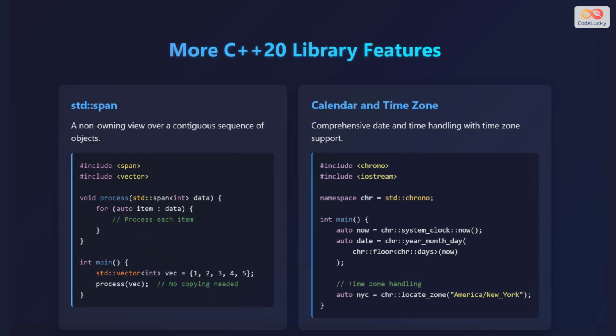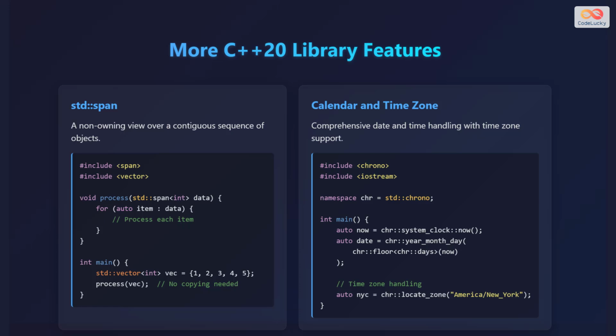Let's explore some other library features offered by C++20. First, we have standard span, which is a non-owning view over a contiguous sequence of objects. In this example, we include the span and vector headers. We define a function process that takes a span of integers as input. The main function creates a vector of integers and passes it to the process function, which can then operate on the data without needing to copy it.